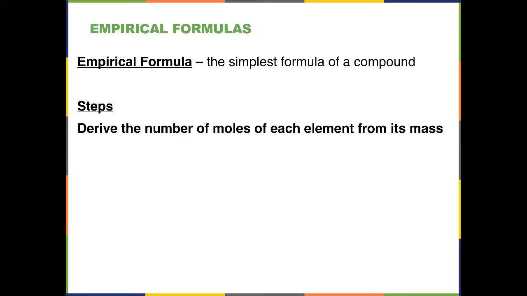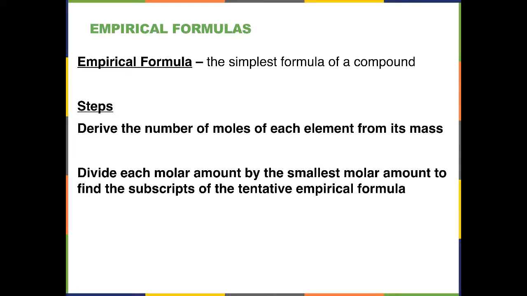First of all, you derive the number of moles of each element from its mass. So you are given a certain mass for each element that's in a compound, and you calculate the number of moles for each of those elements. So obviously it's important that you know how to do that, which is why we spent so much time talking about how to calculate the number of moles.